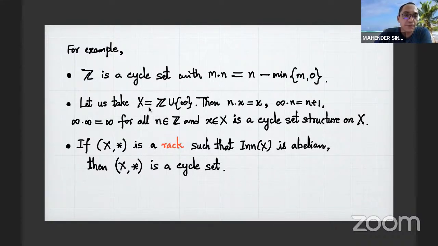And for example, take another example. Take X as Z union with an additional point, infinity. If you set the binary operation such that each integer just acts as identity, and the infinity just shifts an integer and fixes infinity, then this is a cycle set. In fact, it's a non-degenerate cycle set, and the first one is a degenerate one. So there are plenty of examples, and one can actually find more.